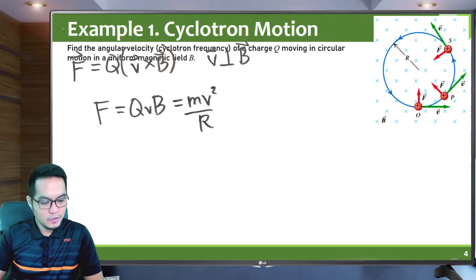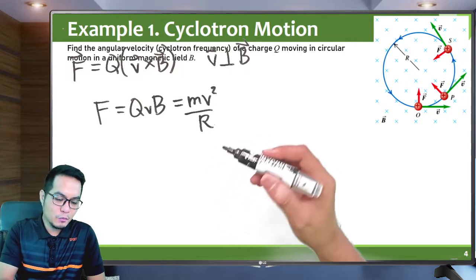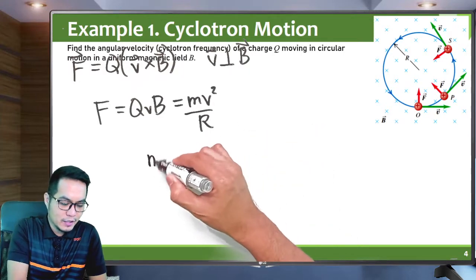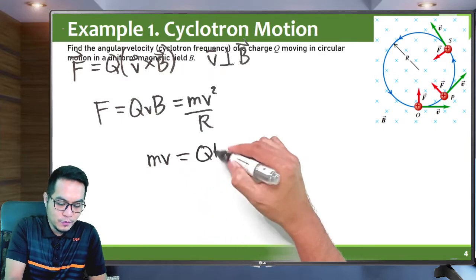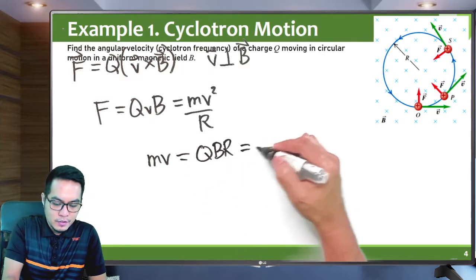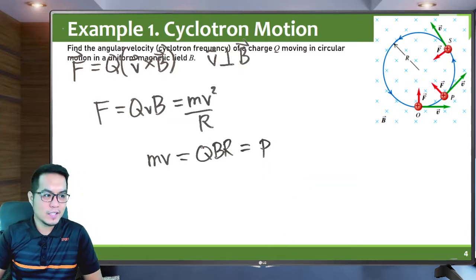So if we divide both sides by v and multiply by r, we can actually get the momentum, mv, and it's equal to qBr. So this is the cyclotron momentum, the momentum of the cyclotron.